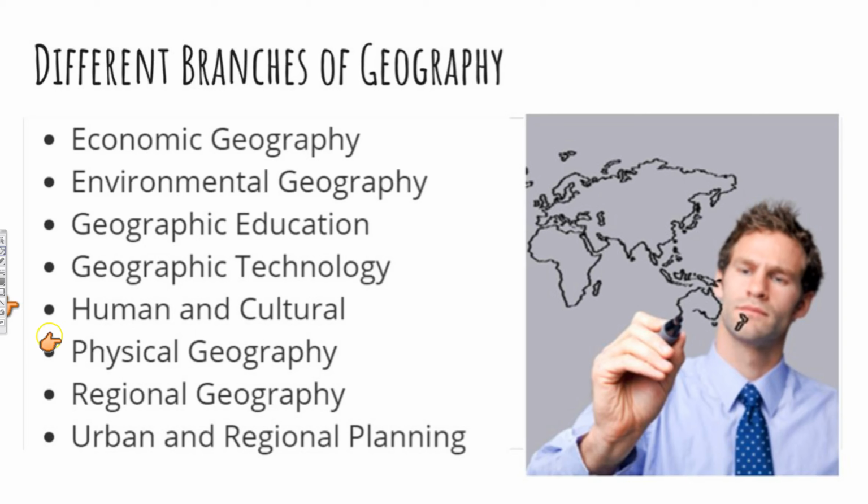Human and cultural geography, where you're learning about different cultures and how they work. Physical geography, more about mountainous areas. A lot of people with the DWR, natural resources, are geographers. Regional geography, just knowing about a certain area, and then urban and regional planners, which we talked about, developing the roads and making sure people aren't living in flood zones and stuff like that.